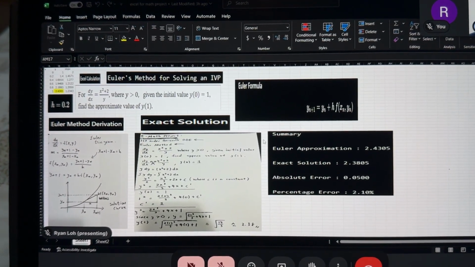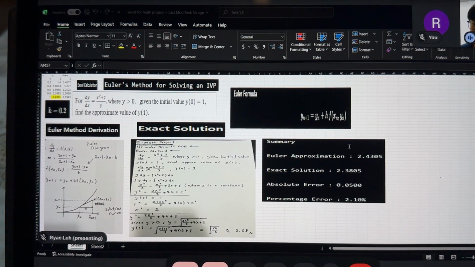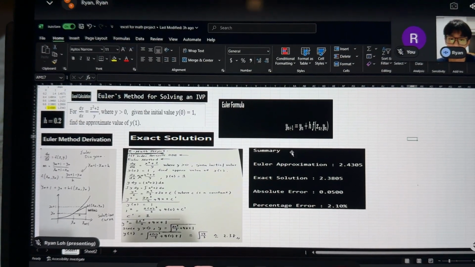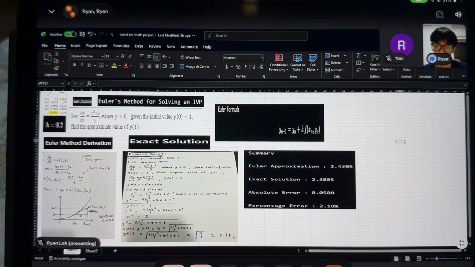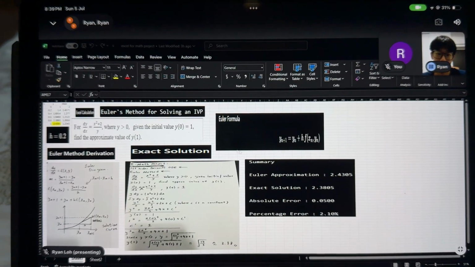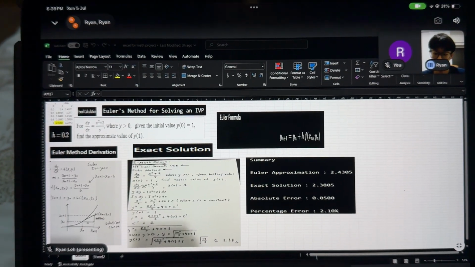This formula will allow us to estimate the next value of y using the current point and the slope at that point. So this picture is the Euler formula, the updated one. So now I'll be demonstrating the calculation using Microsoft Excel.